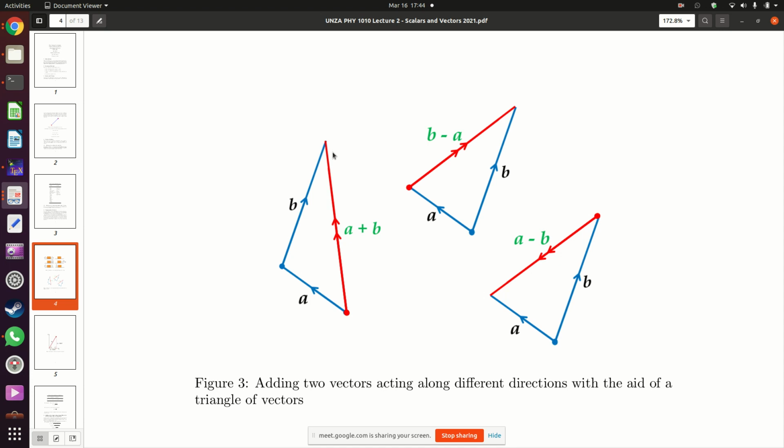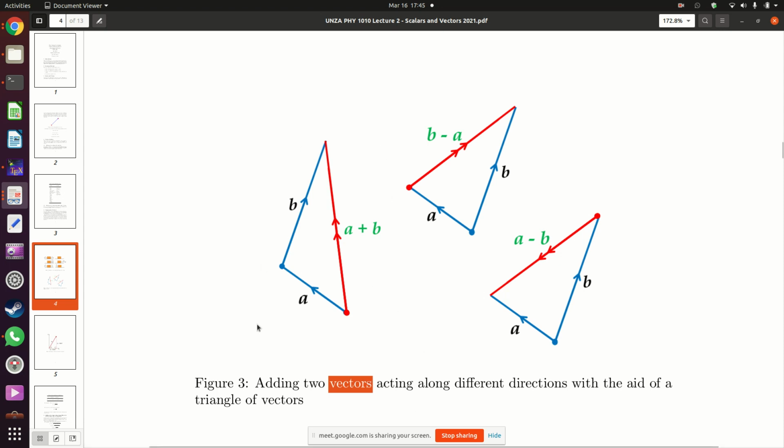Can that be referred to as the displacement? It can be anything. It can be displacement, it can be velocity, it can be any vector. That's why we're saying vectors here. It can be anything. It doesn't matter whether it's displacement, as long as it's a vector, we can use a triangle like that.